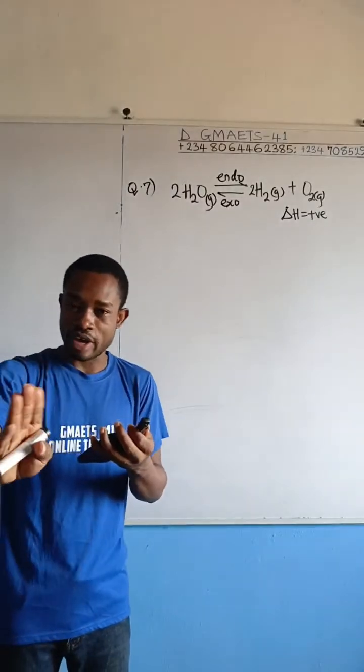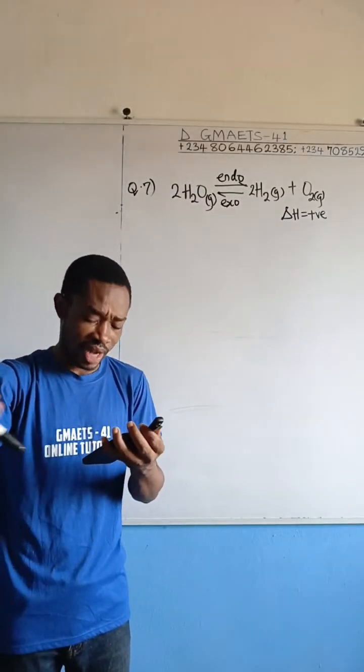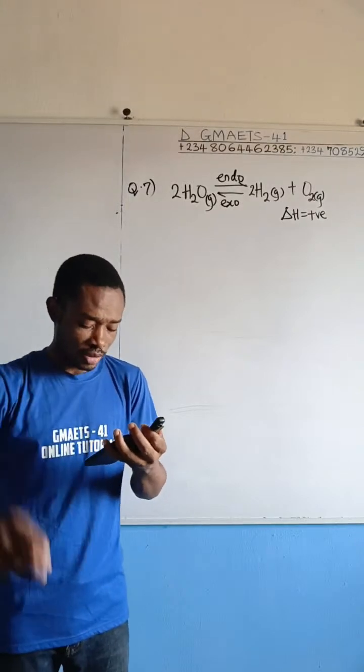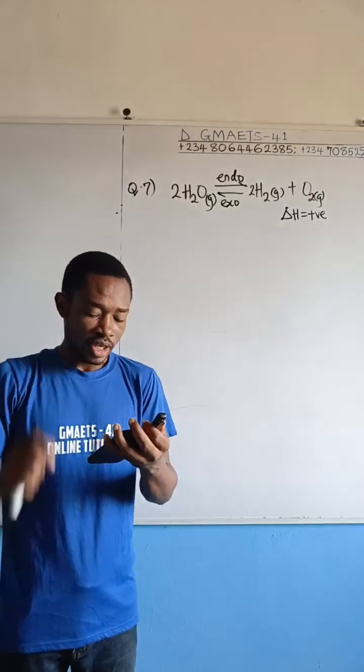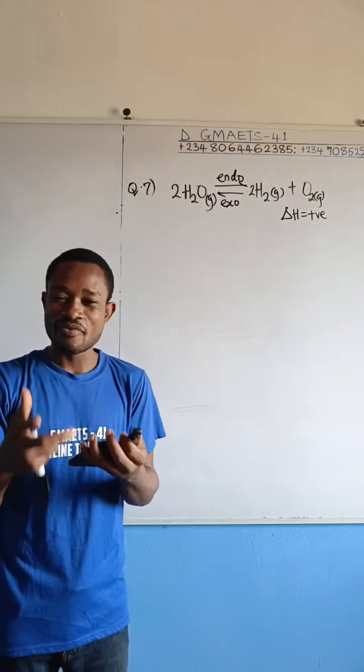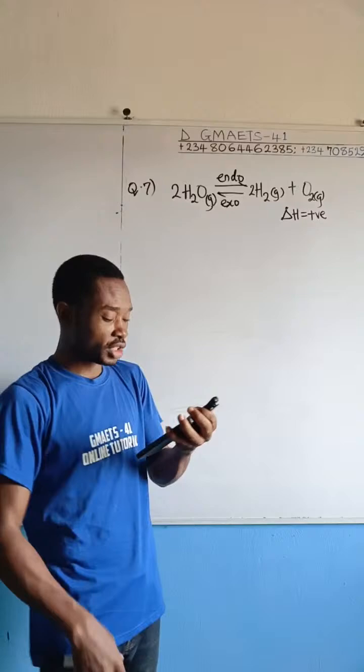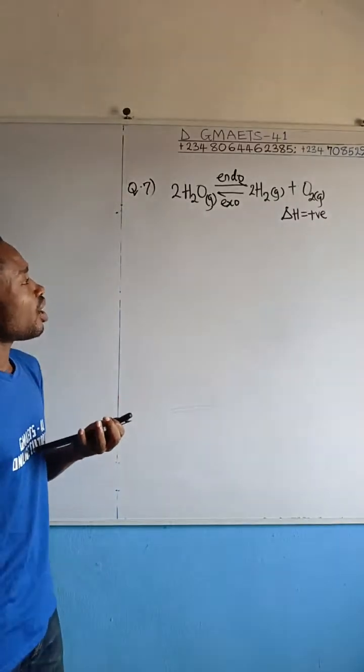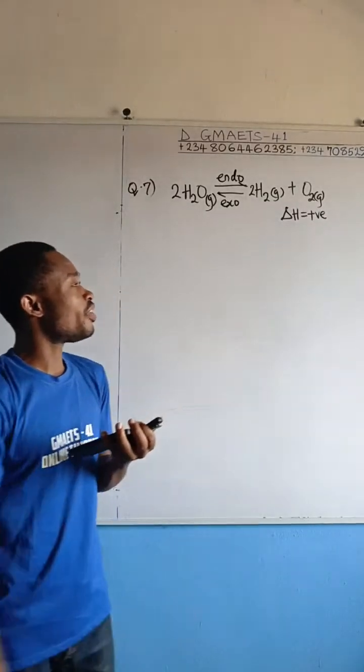B, adding a solid phase catalyst. That one has no effect on equilibrium. We've talked about that already. Catalyst does not affect equilibrium. So option B is off. C, decreasing the volume of the container. Decreasing the volume of the container, that is, the total pressure increases. That has no effect here.